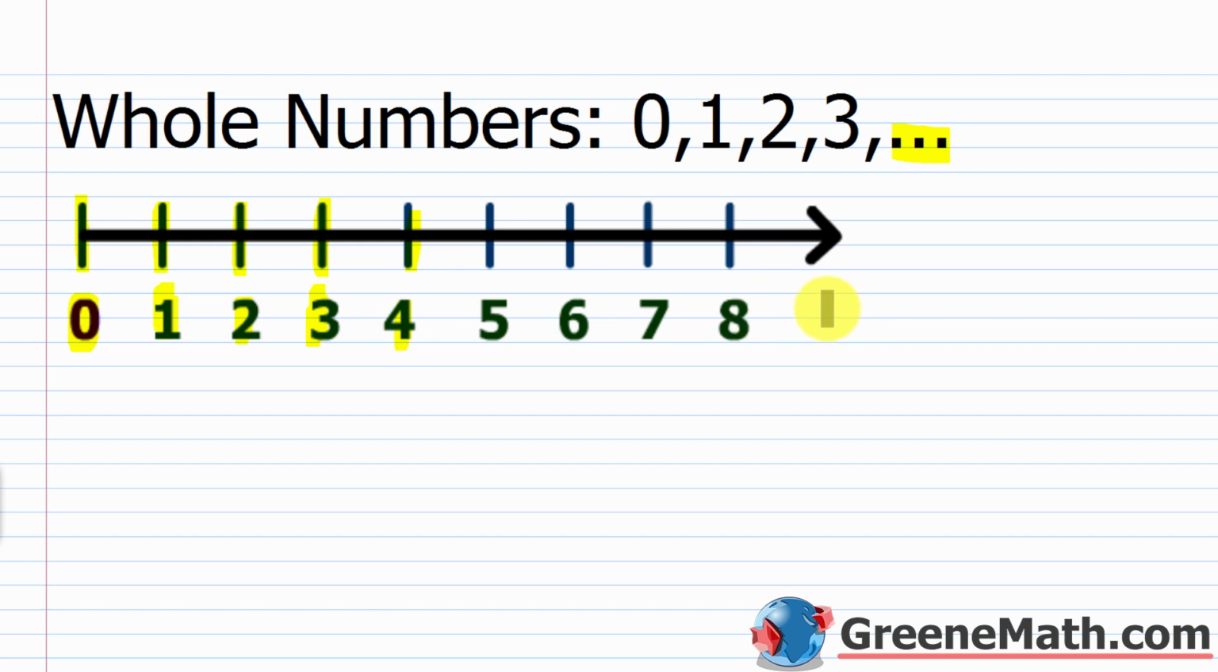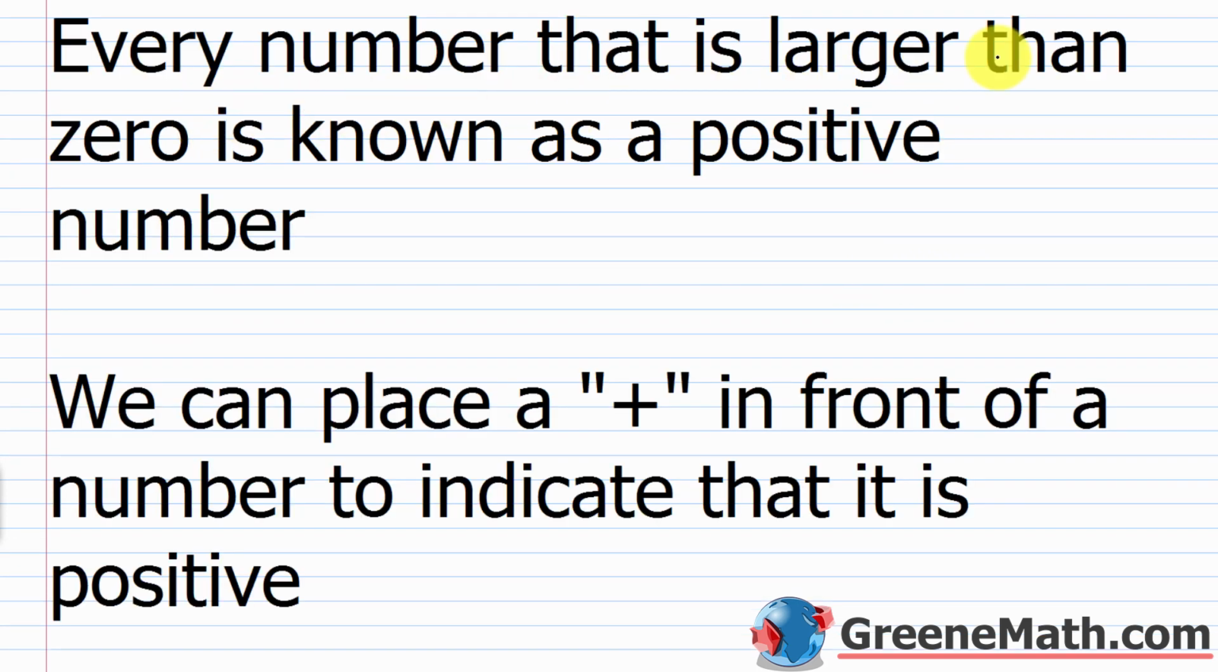At some point we stop and we put an arrow there, and the arrow just says that, hey, numbers are going to continue forever, right? And since this is a number line that represents the whole numbers, you can just basically assume that you'd have 9, then 10, then 11, then 12, then 13, then 14, so on and so forth. So every number that is larger than 0 is known as a positive number.